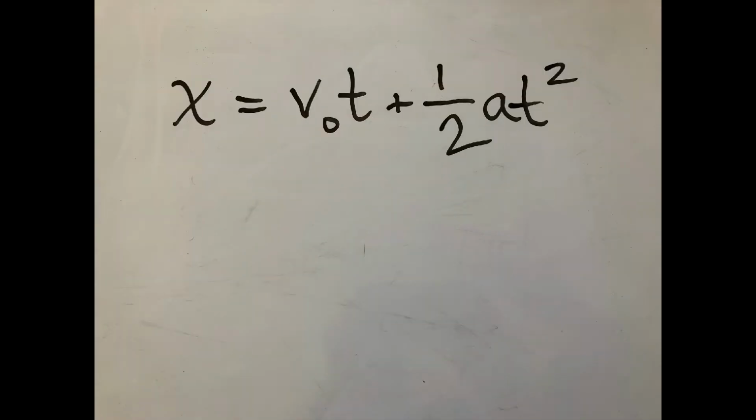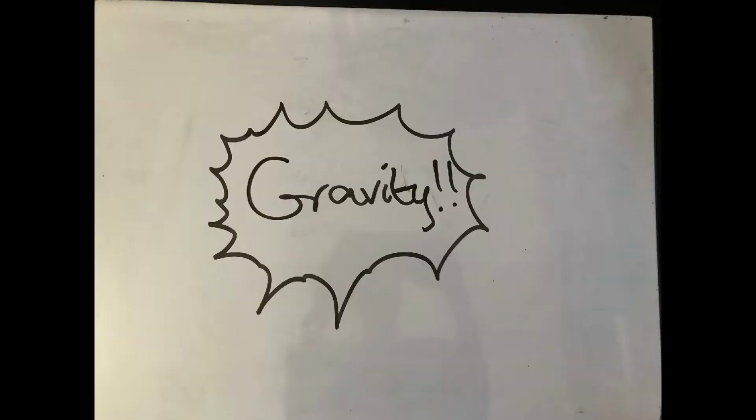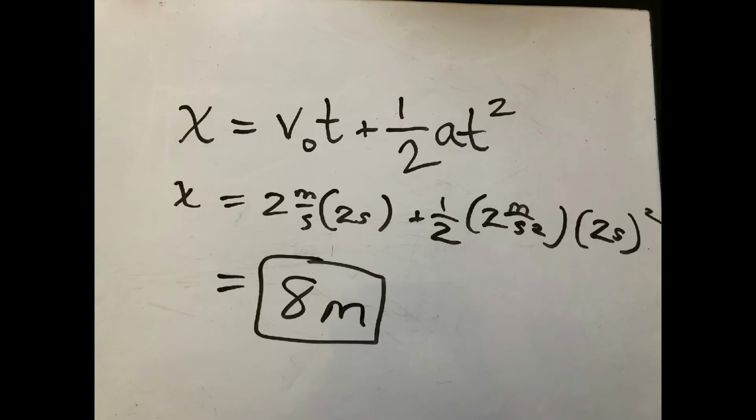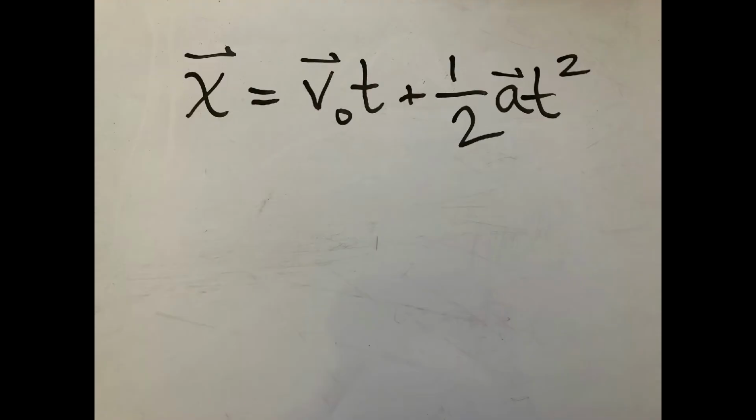This formula relates an object's displacement after some time t to its initial velocity and acceleration, as long as acceleration is constant, which in this case it is. Earth's gravity causes a downward acceleration of 9.80 meters per second squared. We usually plug in scalar values into this equation, but since x, v naught, and a are technically vectors, we can also plug in vectors into this formula, and as long as we don't do any actual calculations, it makes seeing the solution to the problem easy.